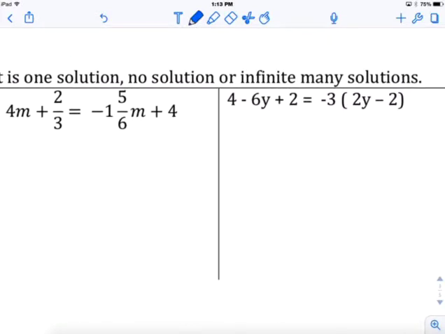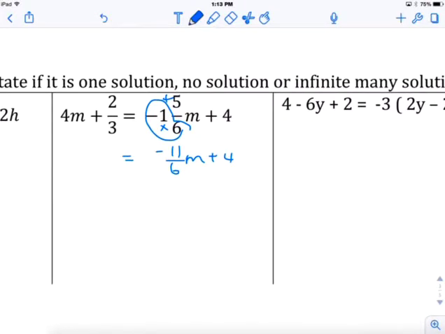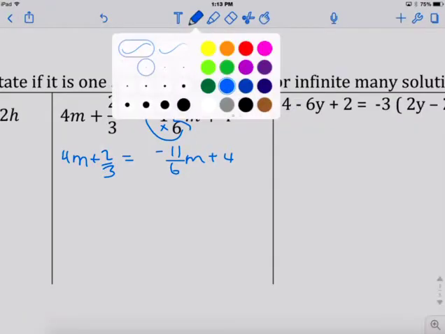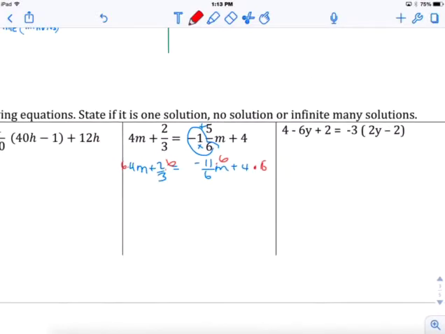For this one, you would make it improper. First, that's negative 11 over 6m plus 4m plus 2/3, and make sure if you're going to get rid of the fractions, you multiply all of them by, in this case, 6, right? And then you finish the rest.